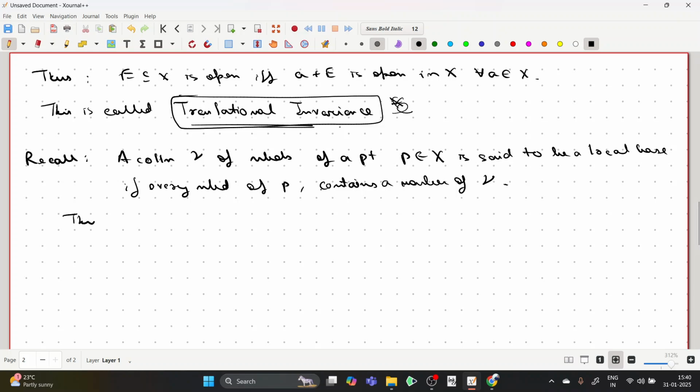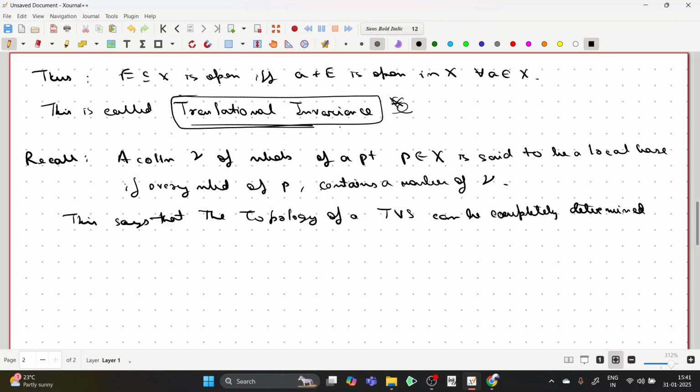This actually says that the topology of a TVS, a topological vector space, can be completely determined by a local base, right? Okay, now I am arbitrarily using the term local base, but our definition contains that a local base obviously depends upon a certain vector.